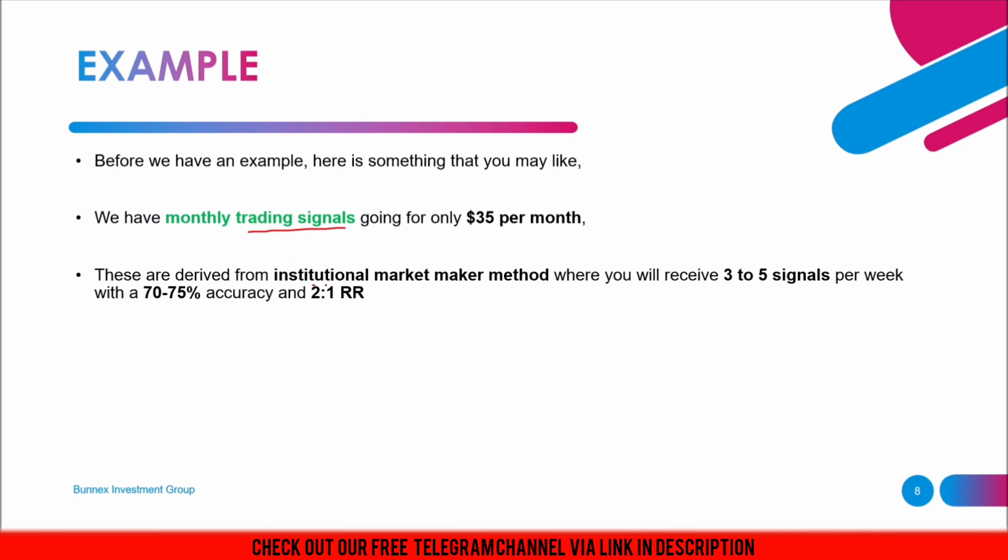These are derived from the institutional market maker method, where you receive 3 to 5 signals per week, depending on the market context, with 70 to 75% accuracy and a 2 to 1 reward-to-risk ratio.